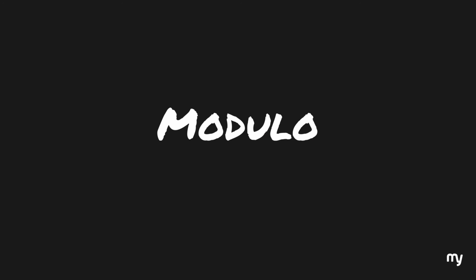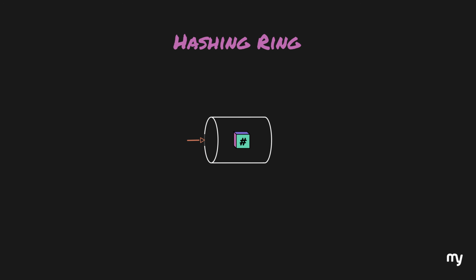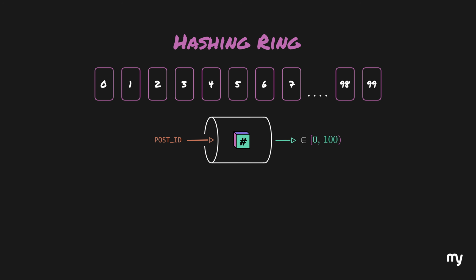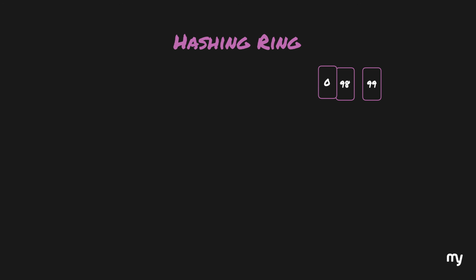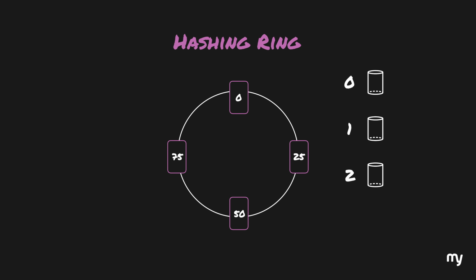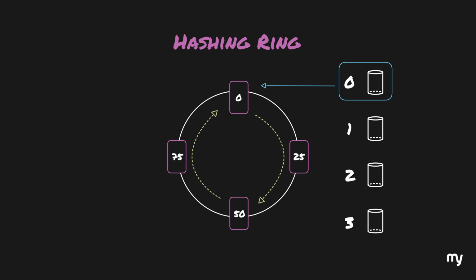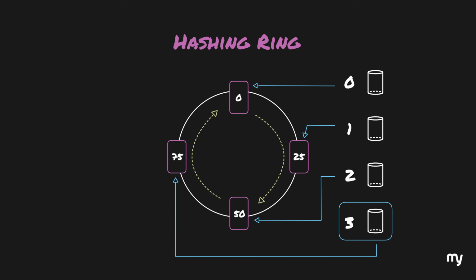Now, instead of using a modulo operation, let's use another approach. Let's assume that our hash function takes post ID as an input and yields a numeric value which is always between 0 and 100. So we will have a total of 100 possible values. Let's lay these possible values in the form of a ring. Now, since we have 4 database instances or shards, let's place them at 4 uniformly distributed points moving clockwise. So let's say that the 0th database goes at position 0, the first database goes to position 25, the second database goes to position 50, and the third database goes to position 75.